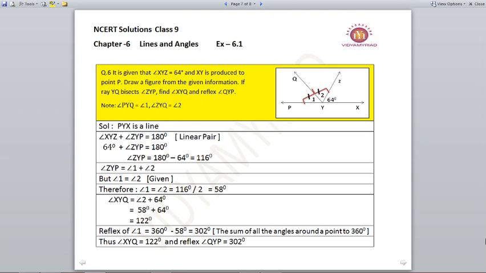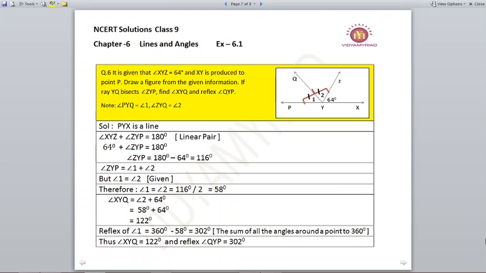The last question. It says that it is given that angle XYZ is equal to 64 degrees and XY is produced to point P. Draw a figure from the given information. If you see, I have drawn a line XY and P and there are angles on it. They are saying that the ray YQ bisects angle ZYP. If you see YQ, there is angle 1 and angle 2, both will be equal. Bisectors will make it equal. Find angle XYQ and reflex of angle QYP.